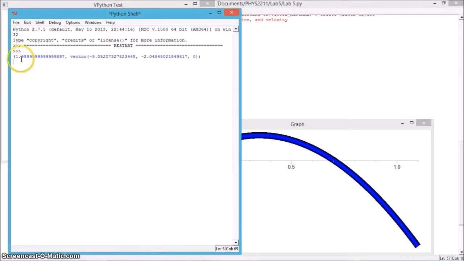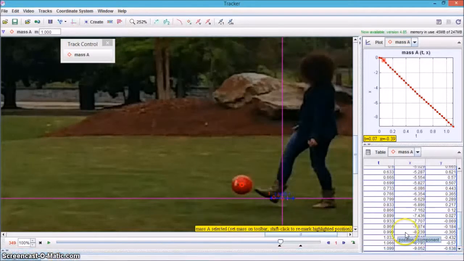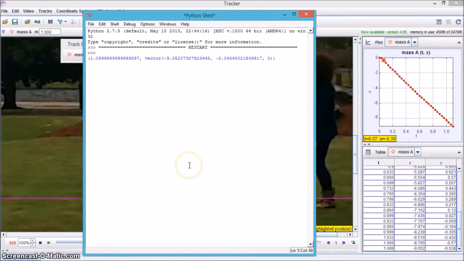Here our print statement prints out the total time expired and the x and y components of the final position vector. As you can see, our x component is negative 9.052, which matches very closely to that found in our final Tracker spreadsheet, which is negative 9.052. Although my code predicts the x position of the ball very closely, it does not predict the y position very well. As you can see, it prints out negative 2.045, while the final y position was just negative 0.638.